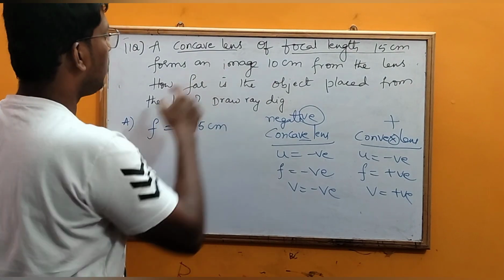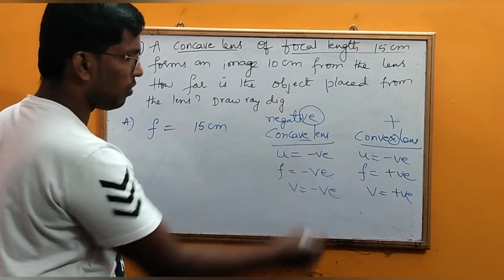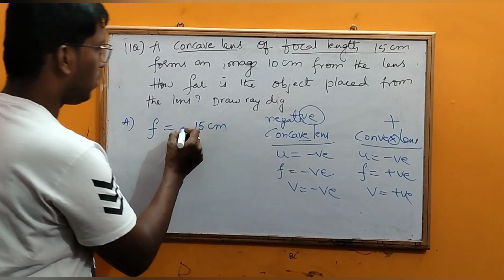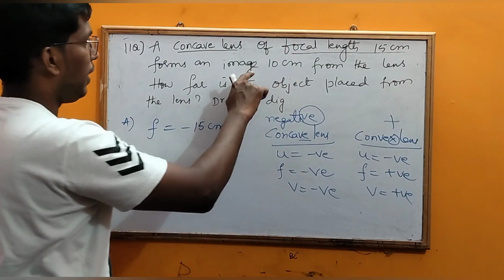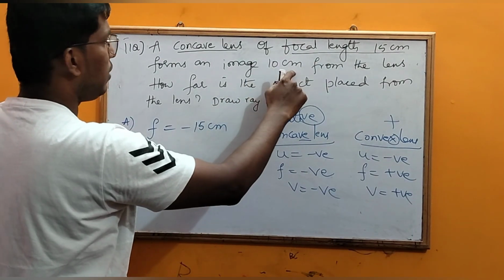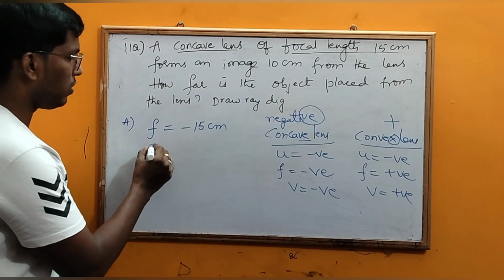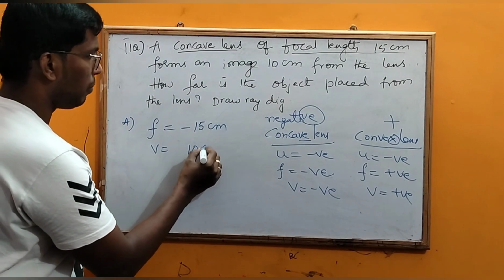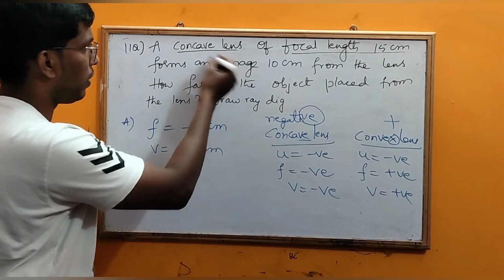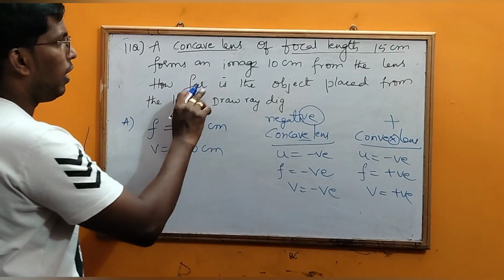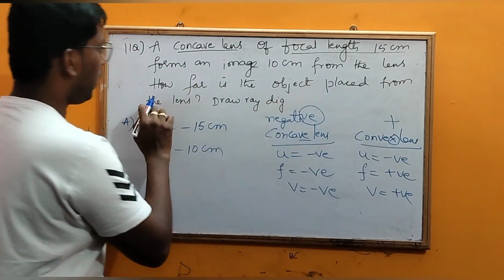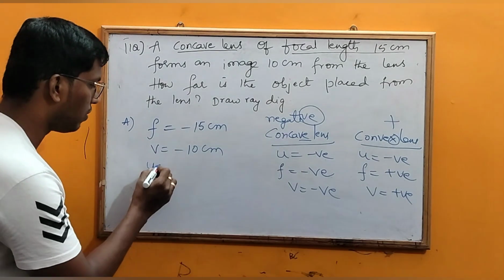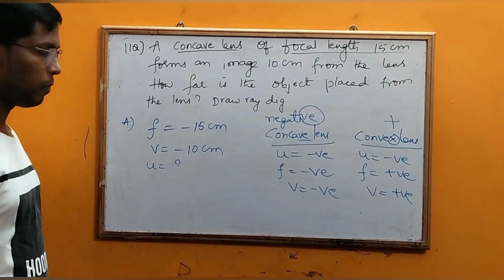So now which lens is given? Concave lens. Concave lens is all minus. So F is equal to minus, and it forms an image 10 centimeter from the lens. So the image distance is also given as 10 centimeter. Is it plus or minus? Minus, because it is a concave lens. And how far is the object placed from the lens? So what is he asking? He is asking to find the U value.